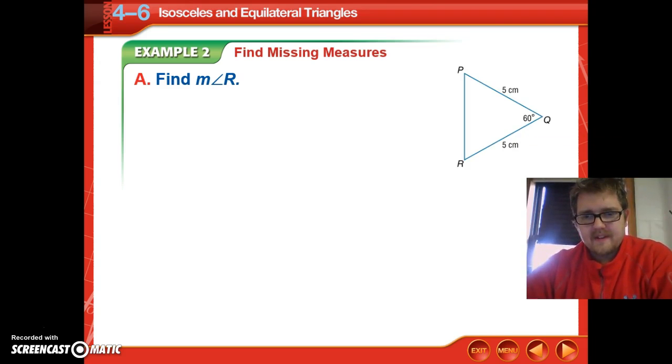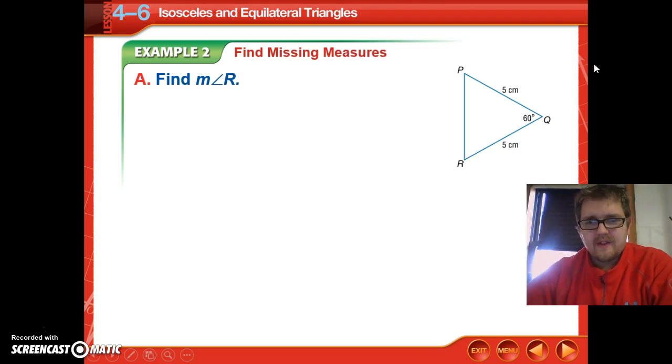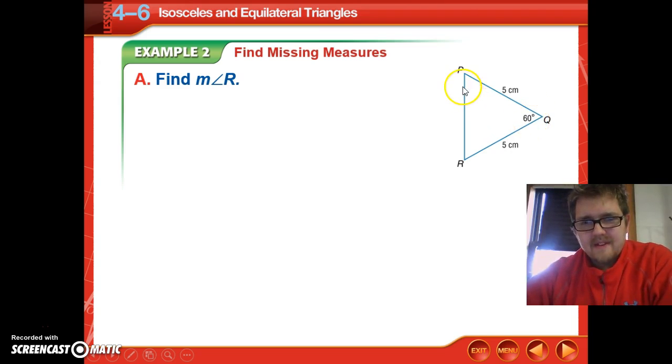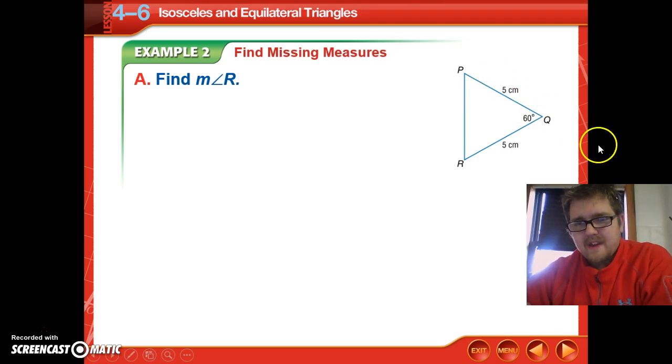Let's put this to work in an example. If we want to find the measure of angle R, we know that angle Q is 60 degrees. That doesn't necessarily tell us that P and R are both 60 degrees. They could be like 50 and 70, so they could all add up to 180. Just because it's drawn to look very equilateral doesn't mean it's necessarily to scale. But what we do know is both these sides are equal. PQ and QR are 5 centimeters each. So opposite angles have to be congruent.